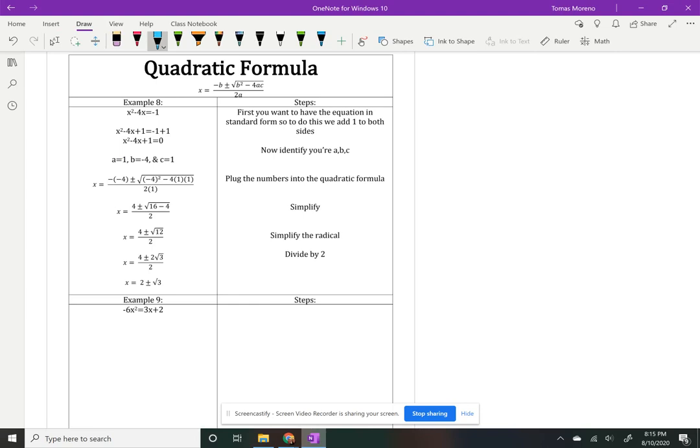All you need is your quadratic in standard form. So standard form is ax squared plus bx plus c equals 0. So this is key, right? And it has to say equals 0. In this case, it doesn't, so we need to move this 1 over. So I just add 1 to both sides, and now it does. So now remember, the number with the x squared term will be your a.